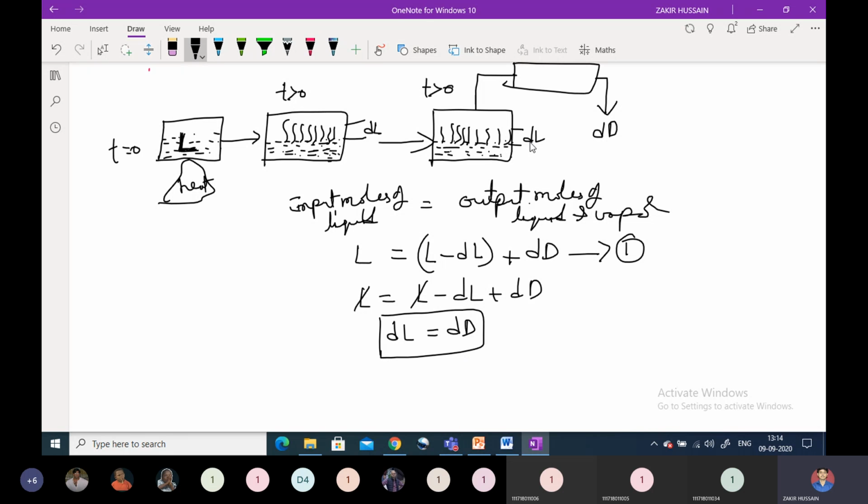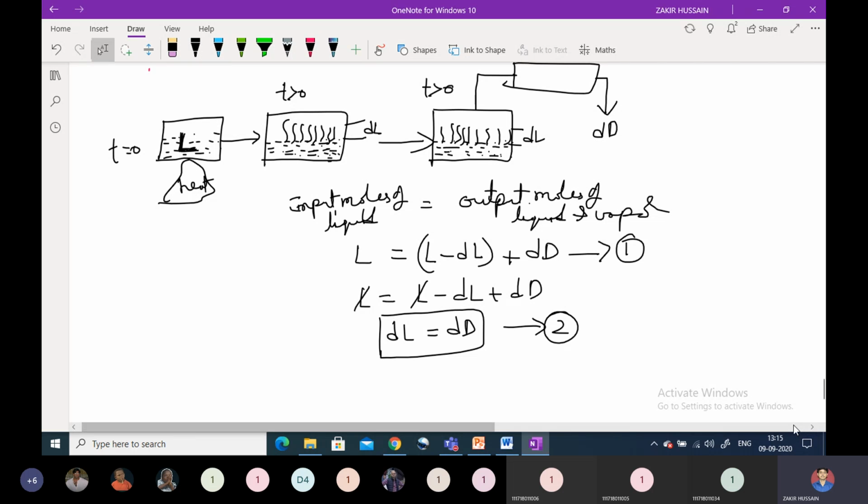Whatever DL has been coming here, the vapors will be sent to the condenser and it will be received as a condensate or a distillate here. The same approach we have shown through the material balance. Now this will be equation 2.